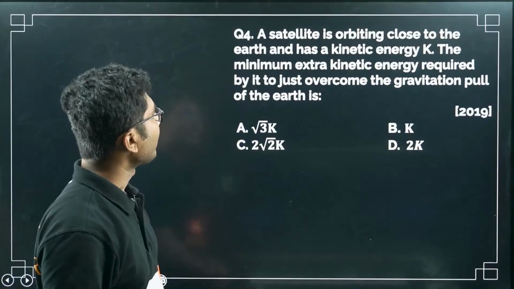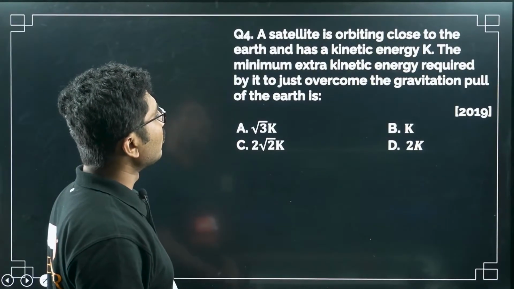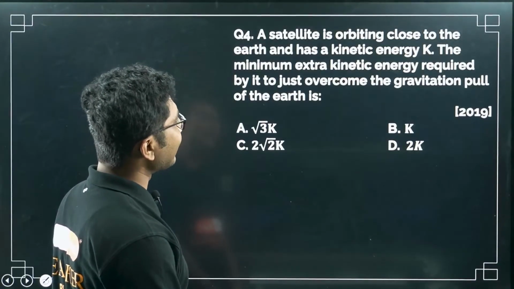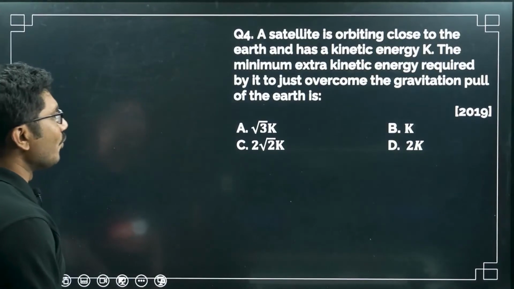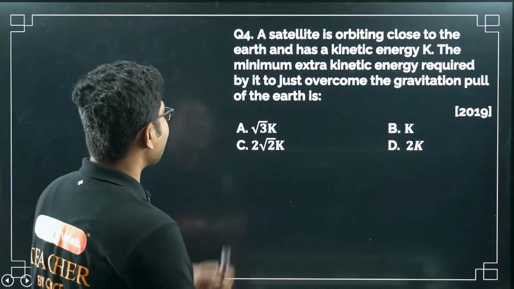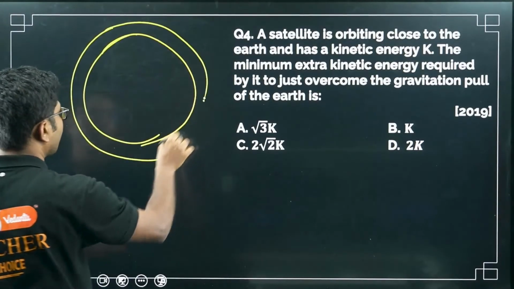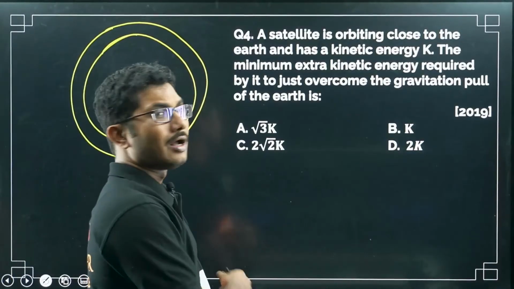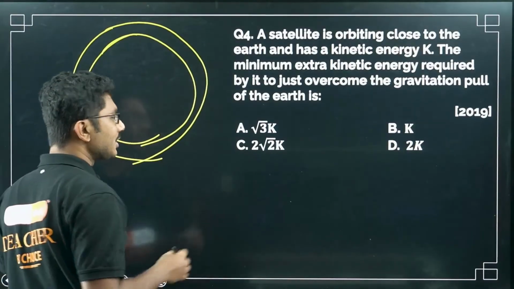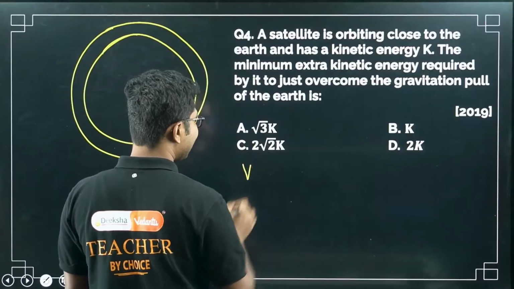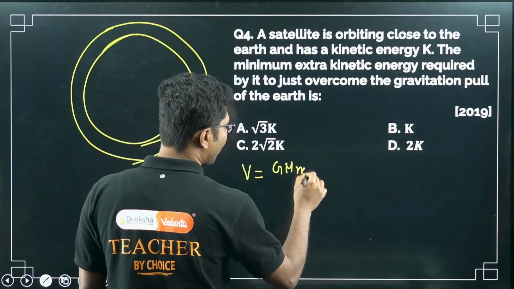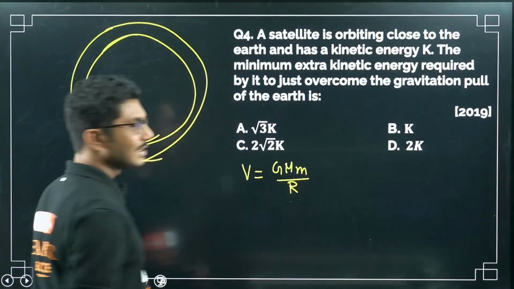Now, question number 5. A satellite is orbiting close to the earth and has a kinetic energy K. The minimum extra kinetic energy required by it to just overcome the gravitational pull of the earth is? Very interesting question. A satellite is orbiting very close to earth, right? So what is its potential energy? The potential energy is given by GMm by r, where m is the mass of the satellite. This is the potential energy.